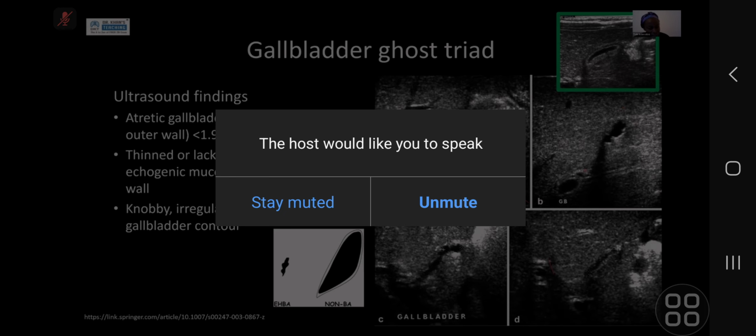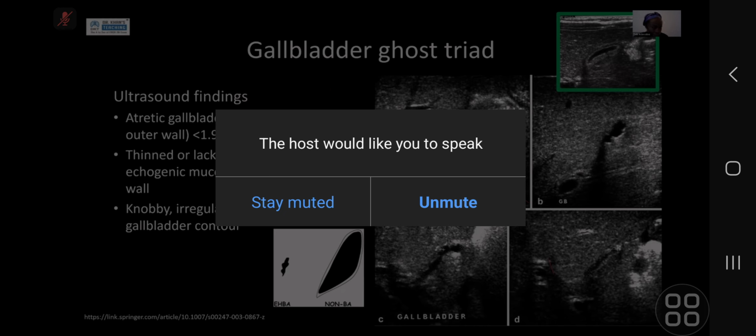So you can see here we've got a very small gallbladder. It's really irregular, and you don't see that mucosal lining as well. And then if we compare it to a normal gallbladder, you can see it's not irregular, and you can see that mucosal lining very well, as you can see in these pictures. So this is your gallbladder ghost triad.